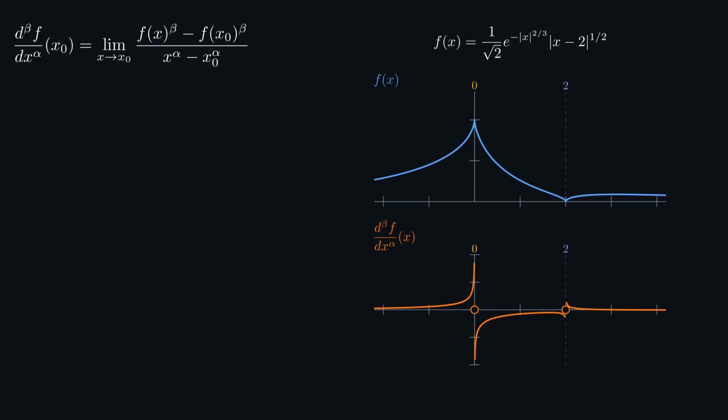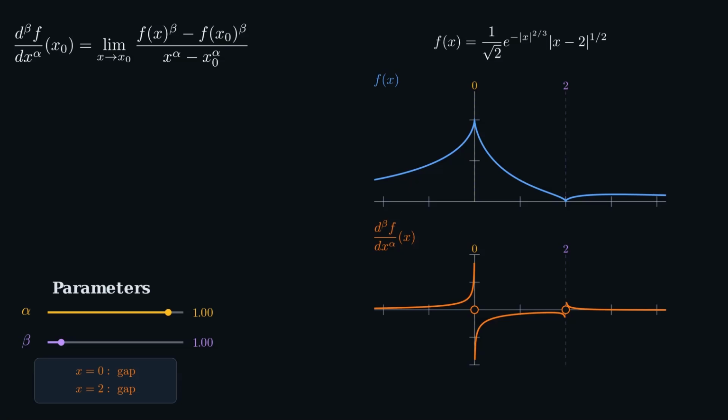Now we change the parameters. First, alpha is decreased. Notice that this affects the behavior near the origin. For this example, when alpha is below the threshold 2/3, the singularity at x equals 0 is removed. Then beta is increased. This affects the behavior near x equals 2. When beta is larger than 2, the second singularity is also removed.